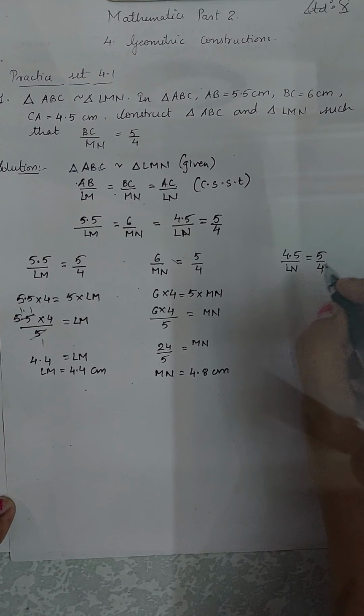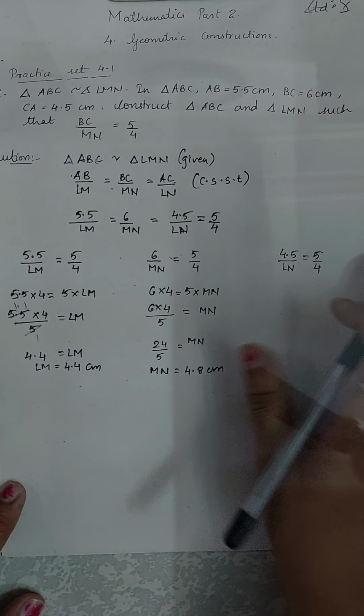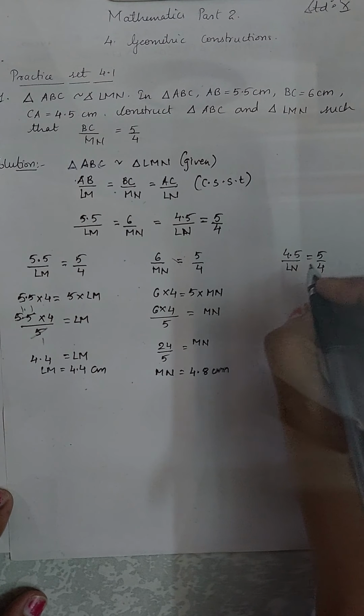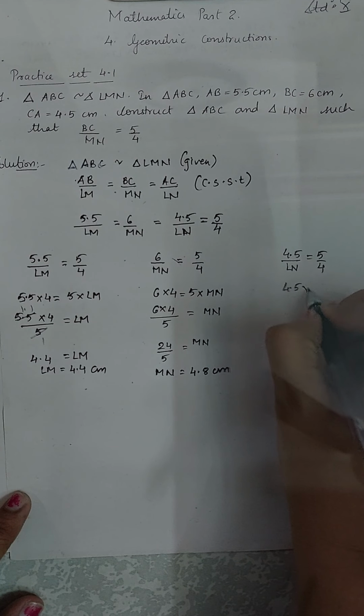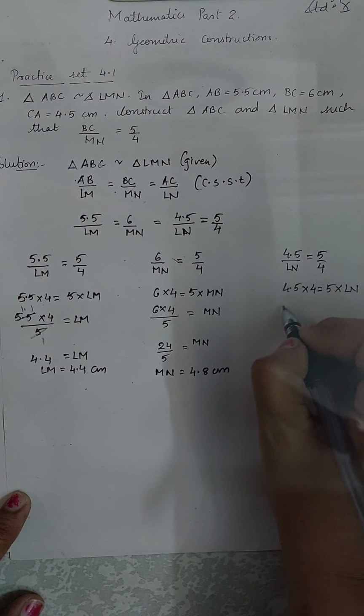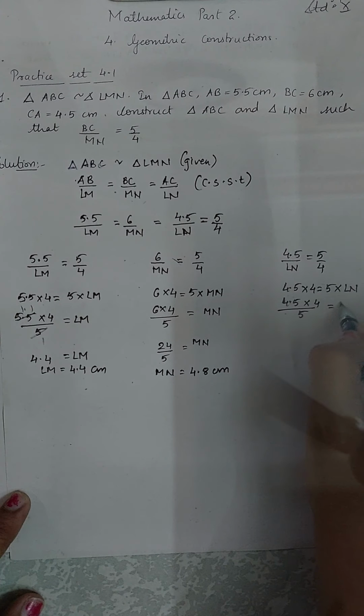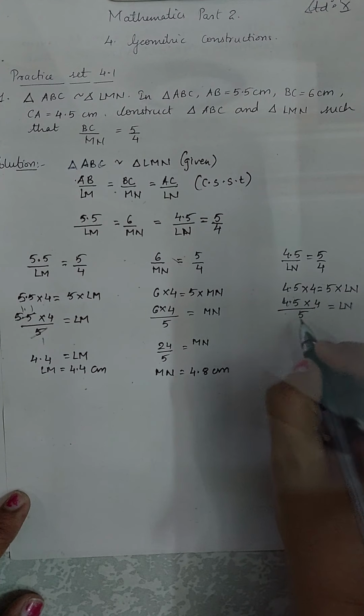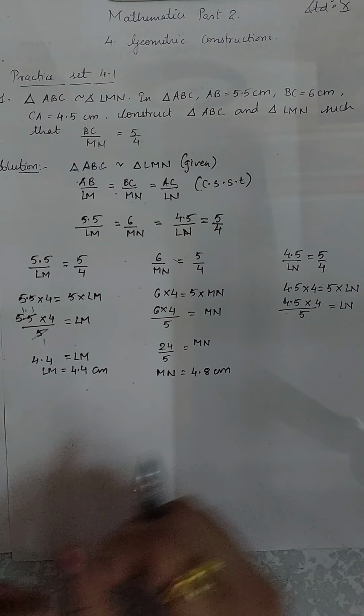Similarly, lastly we are going to cross multiply this. So when we cross multiply, 4.5 into 4 is equal to 5 into LN. So 4.5 into 4 upon 5 is equal to LN. So when we solve this, what will we get? 5 nines are 45.